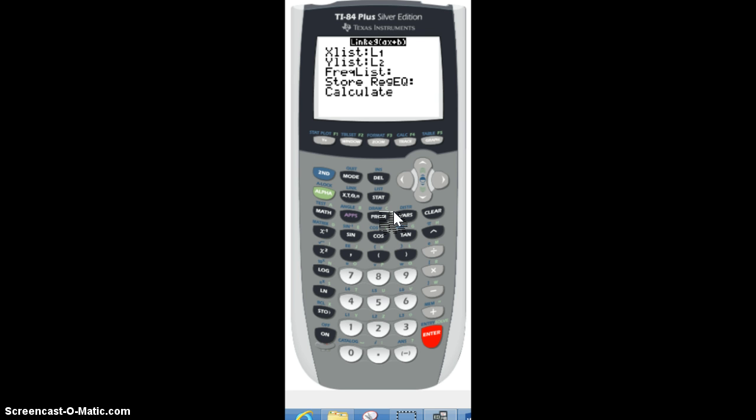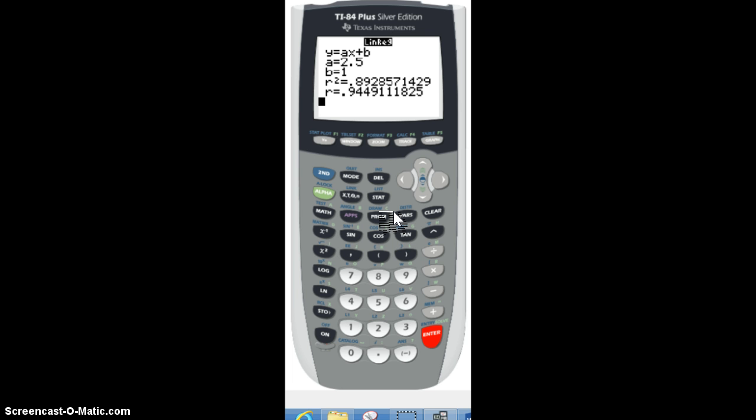Now you have to tell it what list. What are the x values? In L1. What are the y values? In L2. We're going to keep hitting enter. Okay, and notice I got my A and B. My A is 2.5. My B is 1.